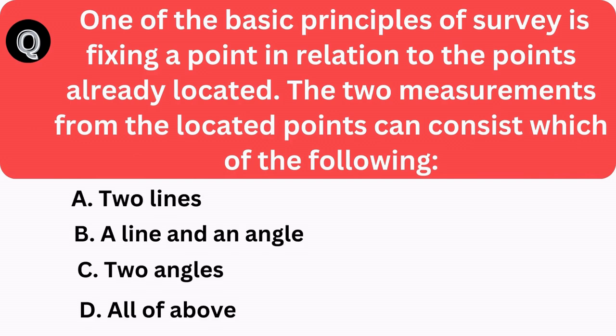One of the basic principles of survey is fixing a point in relation to the points already located. The two measurements from the located points can consist of which of the following? Option A, two lines, option B, a line and an angle, option C, two angles, option D, all above. Answer D, all of above.